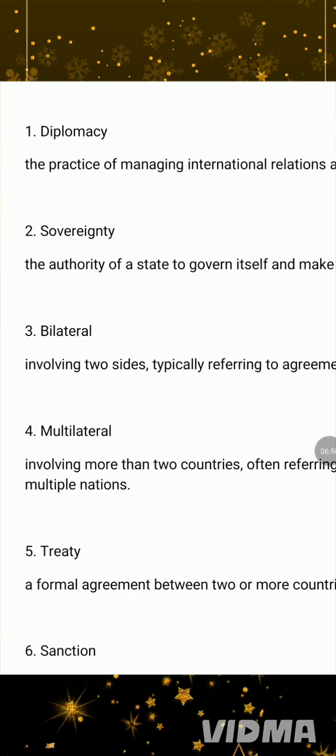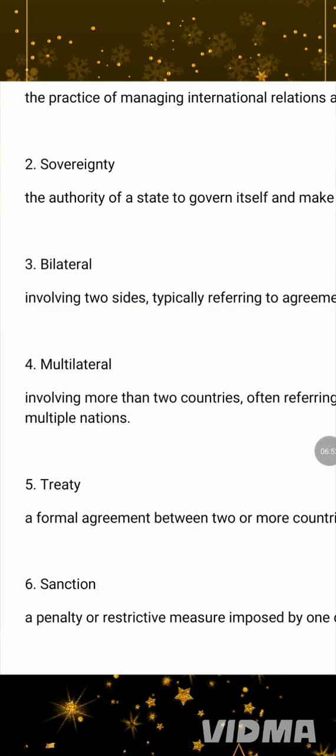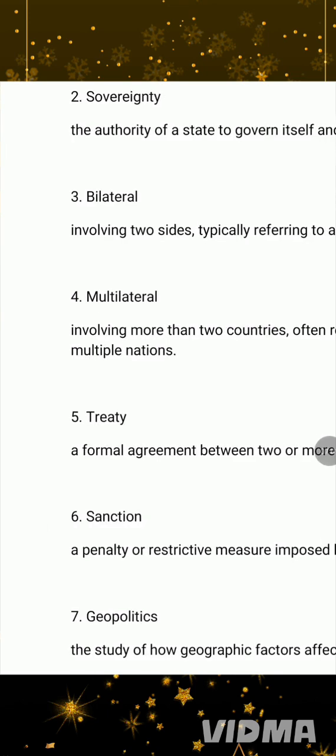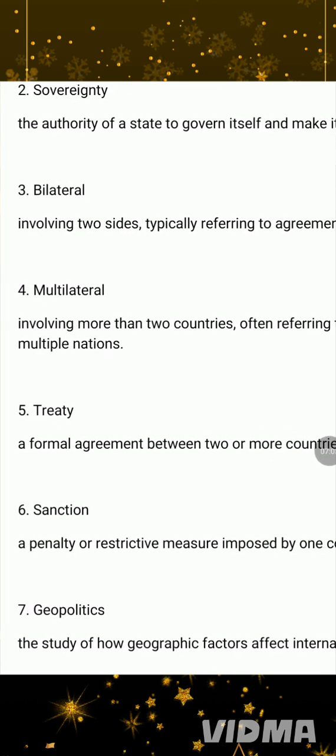Number 5, treaty. Now, what is a treaty? A formal agreement between two countries that is legally binding. Now, a treaty is just everything I've been saying. Treaty means an agreement, documented or not documented. It's just an agreement between two countries. So if, for example, Nigeria and USA sign a trade agreement or political agreement or military agreement, it's called a treaty. So a treaty simply means an agreement. It could also mean an accord. Number 6, sanction.